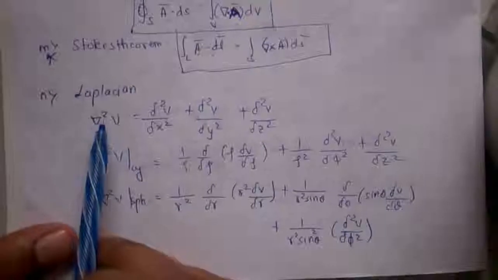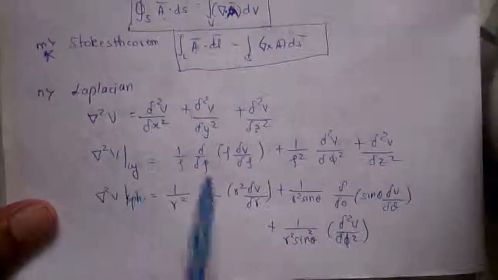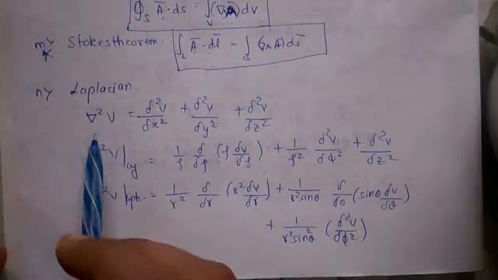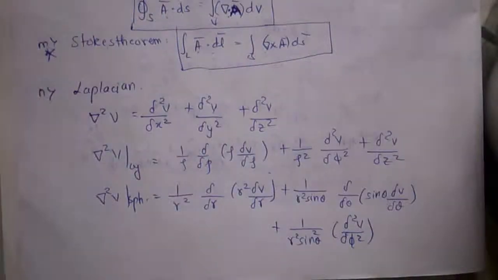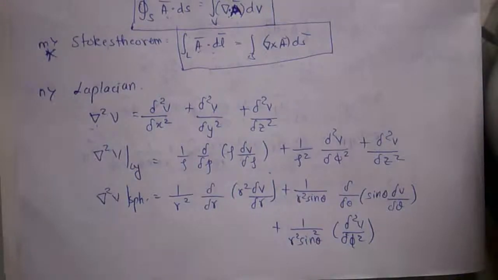Laplacian. Laplacian is a very important tool. This is the direct formula for it. It is also called del square V. The symbol is called del. And these will be used in boundary value problems.